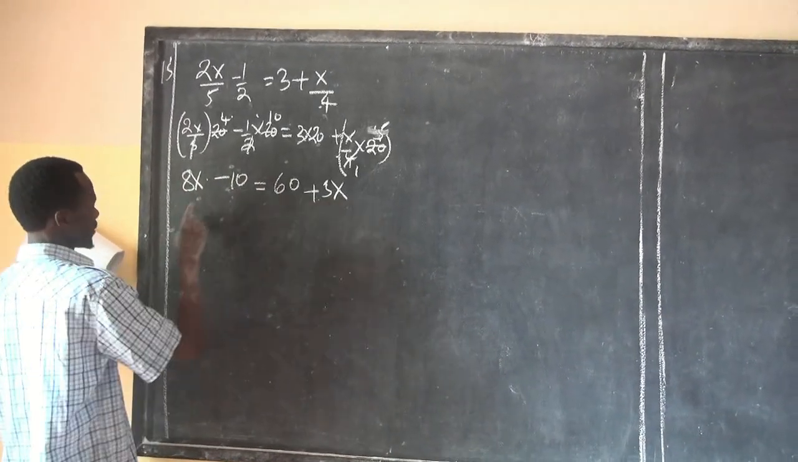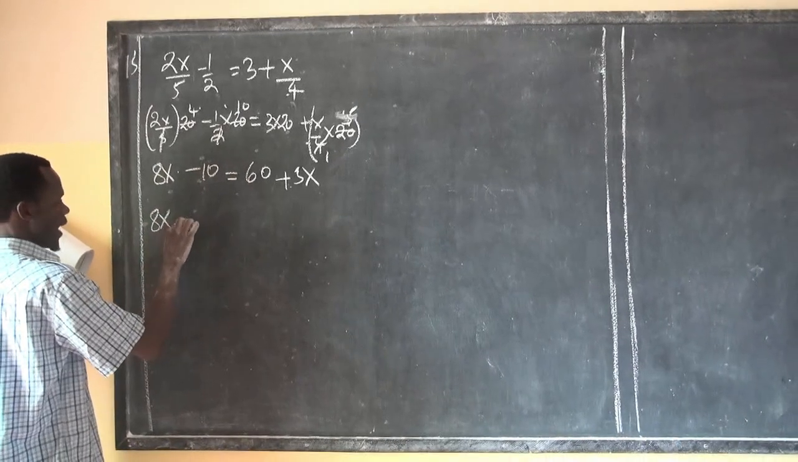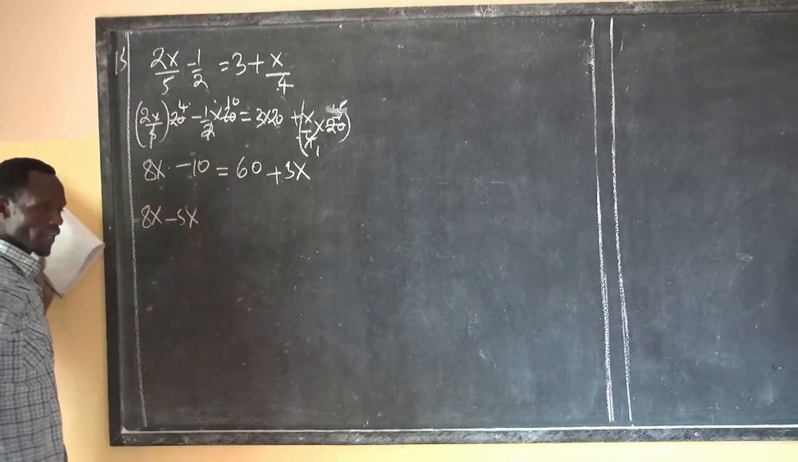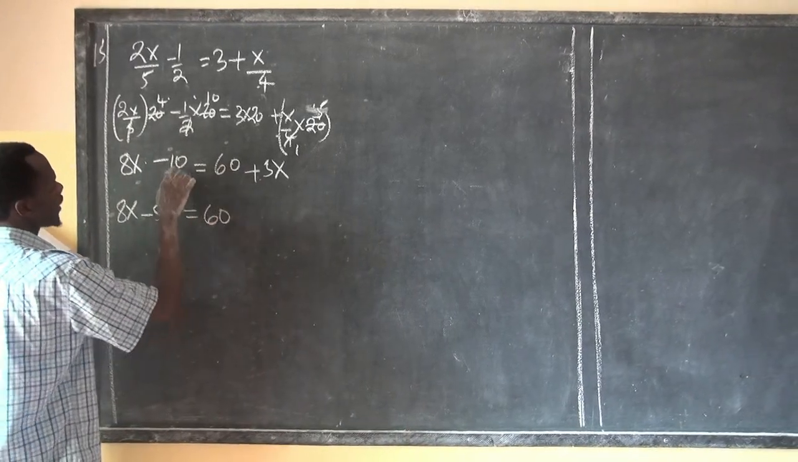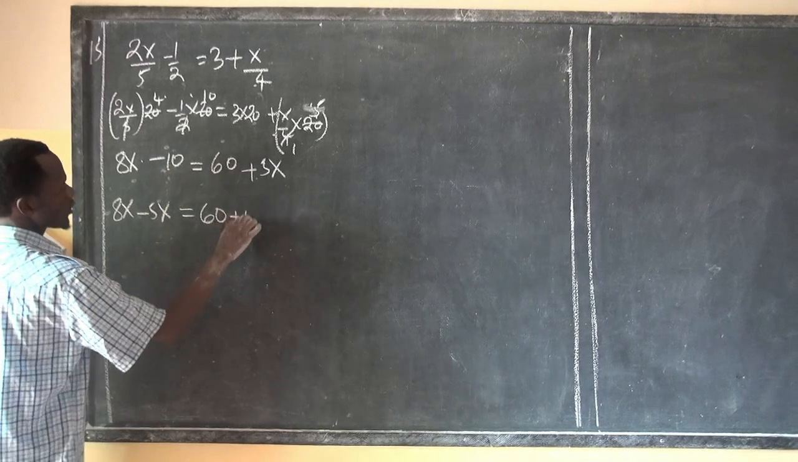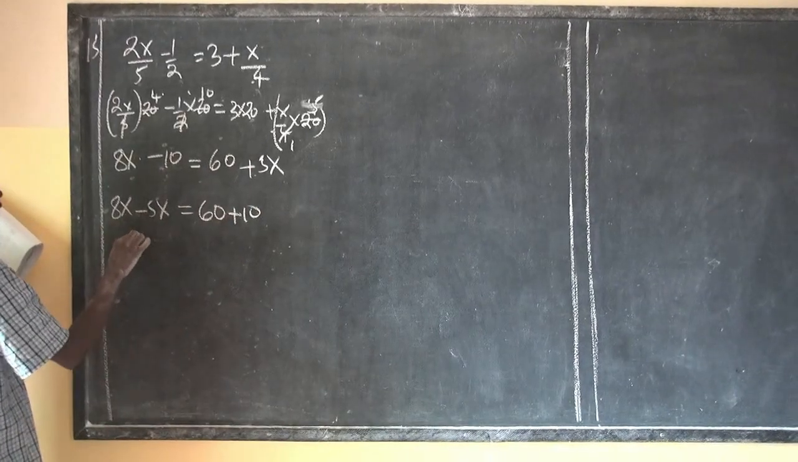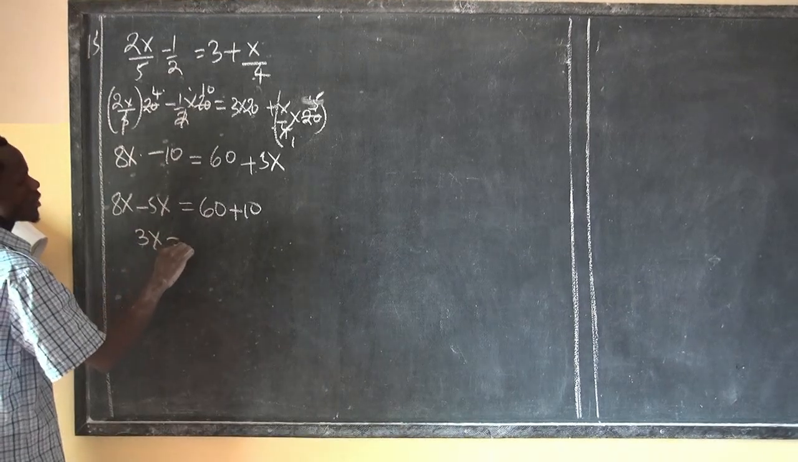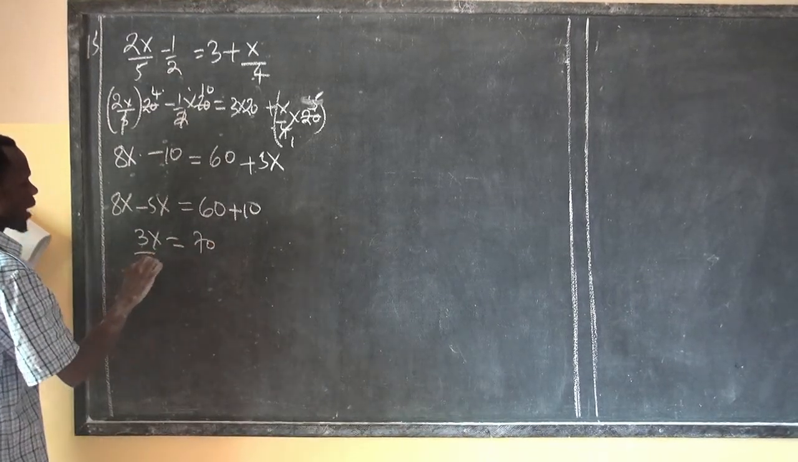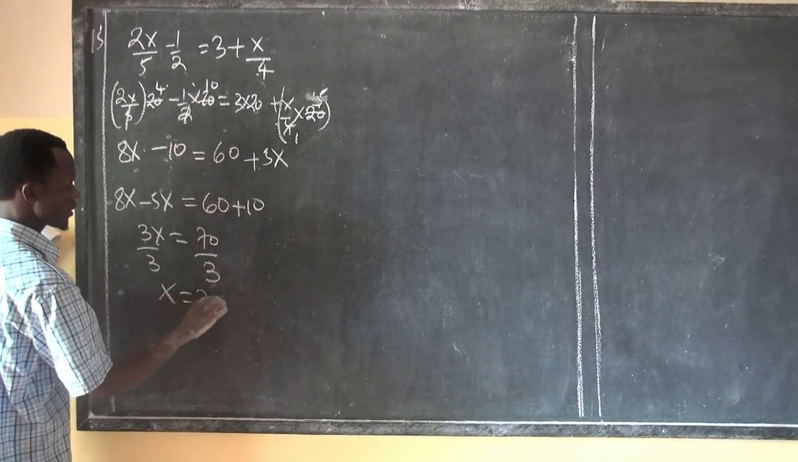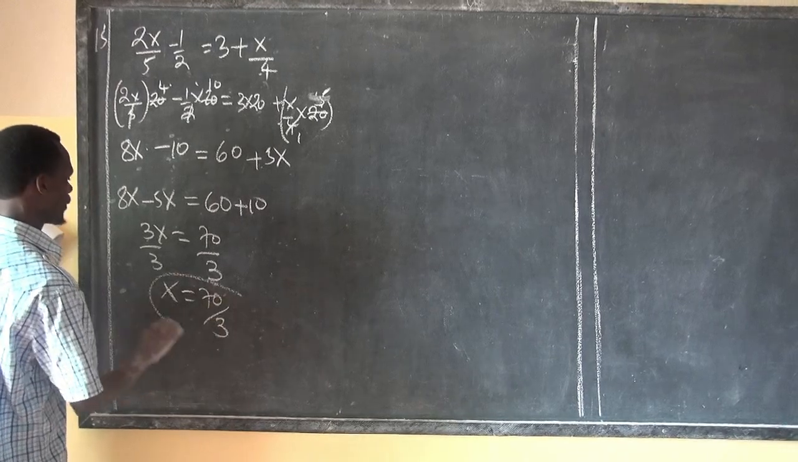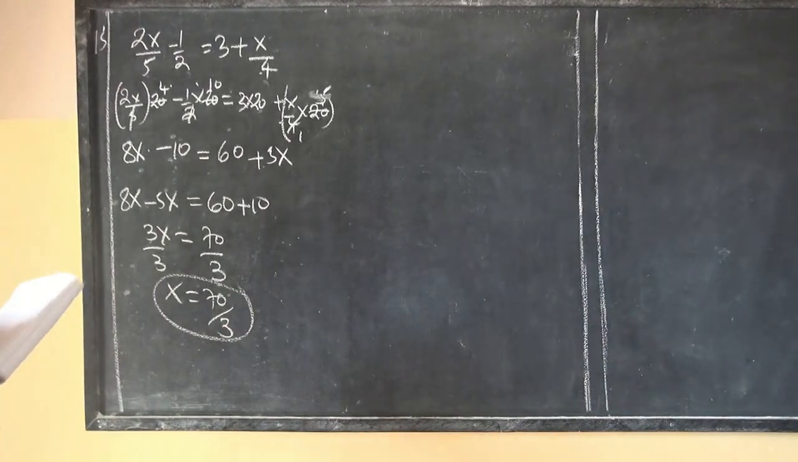Now it becomes 8x minus 5x. Why is it minus? Because here it was positive. Now which is equal to 60, then plus 10. Now 3x is equal to 70. Now we divide by 3. Now x is equal to 70 over 3. This is the value of x.